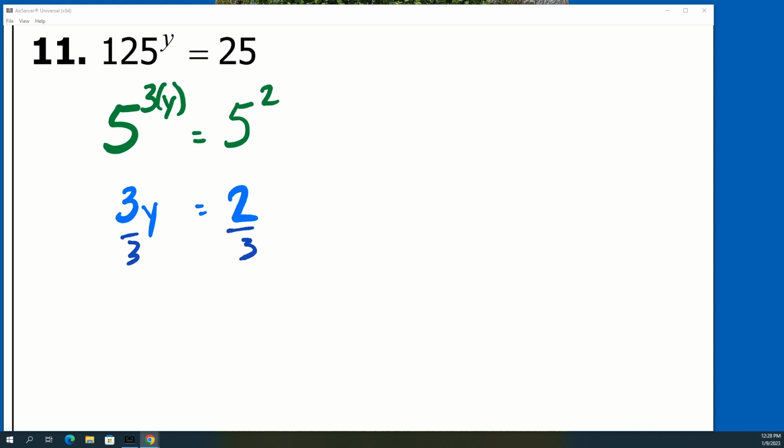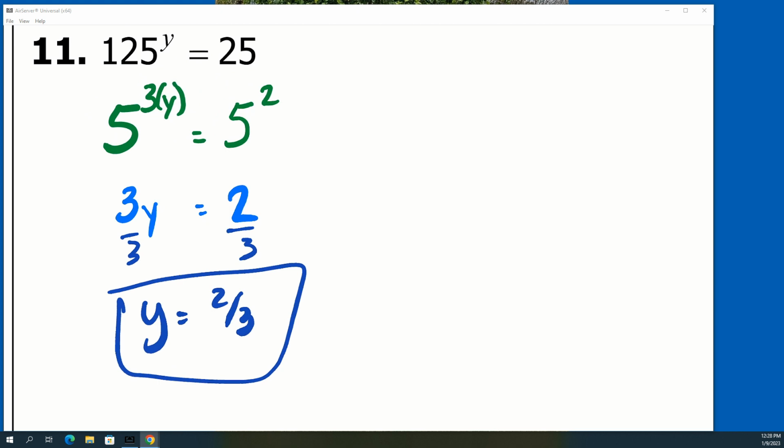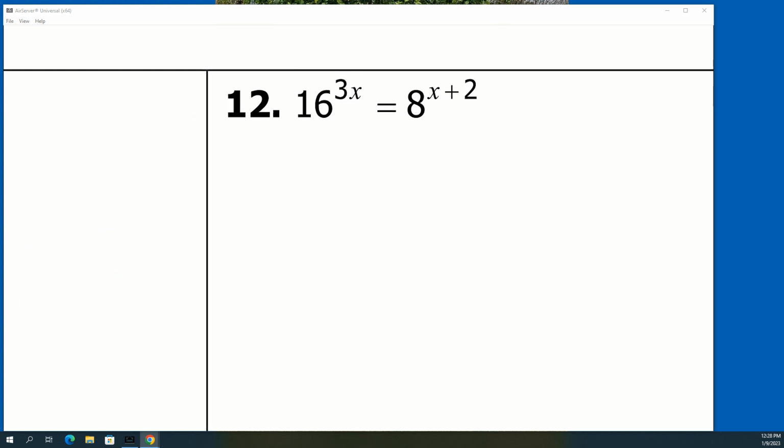Now, you can see in my answers on the board, I'm leaving them all as fractions. It's up to you. If you would rather type that in the calculator and get a decimal, that's fine. I just think it's just as easy to leave it as a fraction. So that's it. They're going to get a little bit more difficult than that, but the main new thing is we have to change both sides. All right, so let's just go ahead and do number 12.